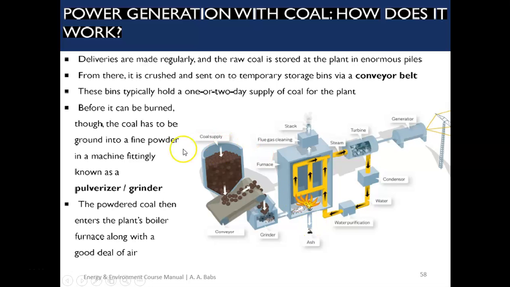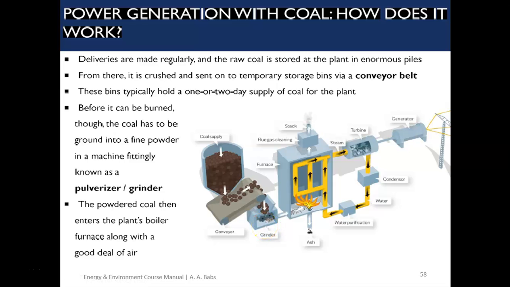So you can see we have coal supply here. This is coal and we have large quantities here. This is the conveyor. So you can see we have the conveyor belt right up here. So as coal is dropped on the conveyor belt, the conveyor conveys the coal right to a bin, and then the bin holds the coal and then sends it to a grinder.